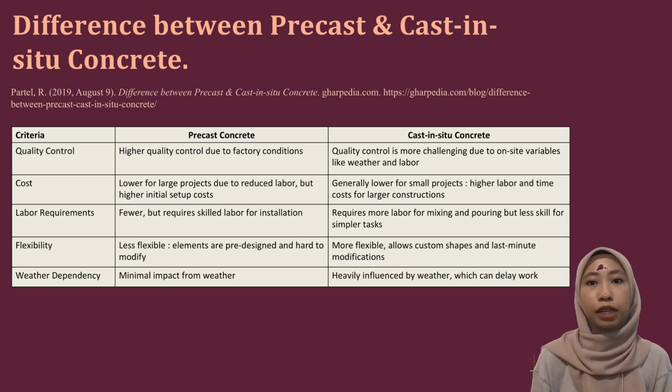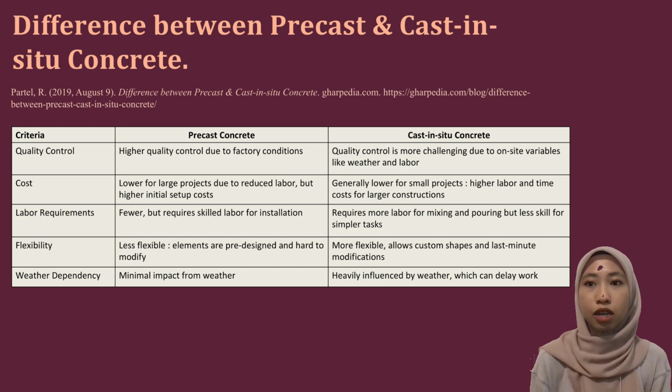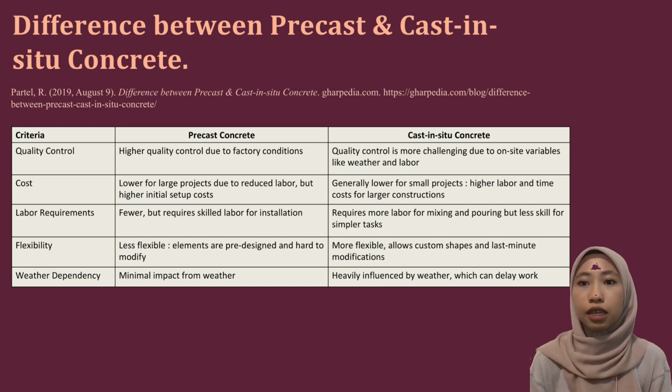For its flexibility, precast concrete is less flexible because its elements are pre-designed and hard to modify. Cast in situ concrete is more flexible. It allows custom shapes and last-minute modifications. As for weather dependency, precast concrete has minimal impact from weather, while cast in situ concrete is heavily influenced by the weather, which can sometimes delay the works.